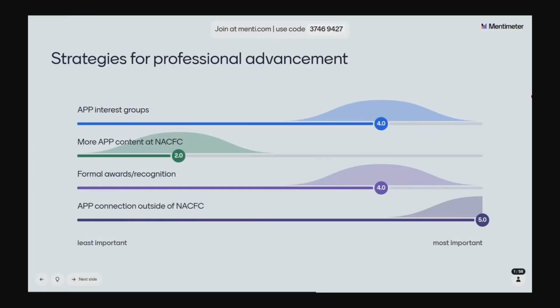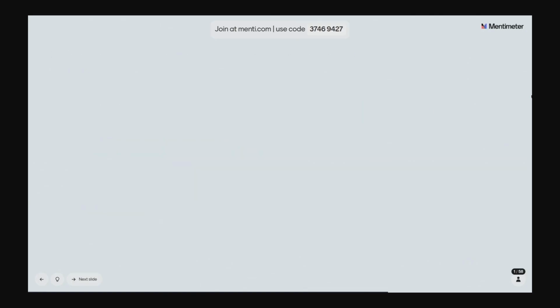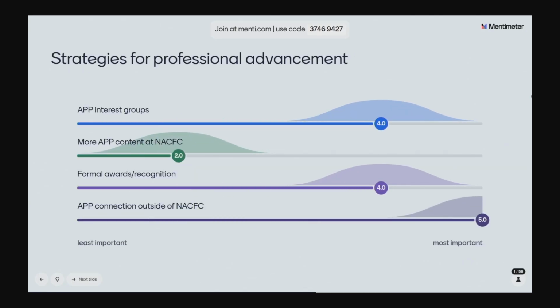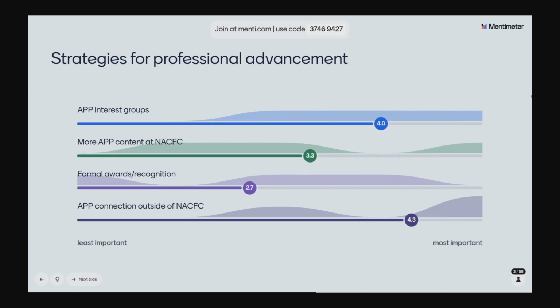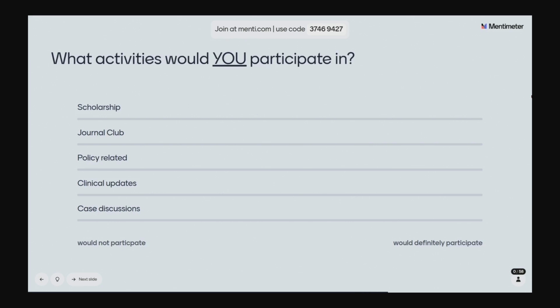Back to Menti. Thank you. Okay, next one. Oh, did people already? Okay, cool. Oh, great. Look at that. See, you live, you learn. So this one is strategies for professional advancement, things people are interested in. Awesome. Next slide. This one is what activities would you participate in? I see no one wants to participate in any activity. That's what we were afraid of.